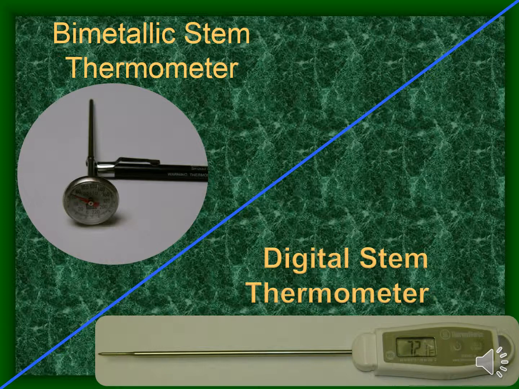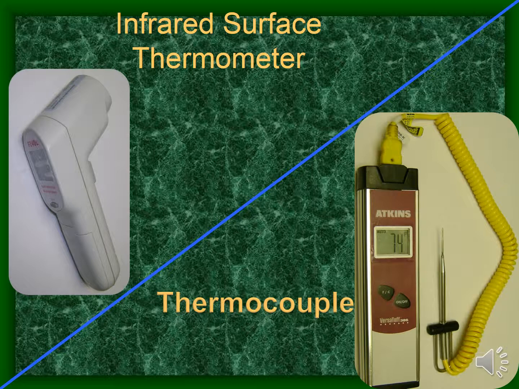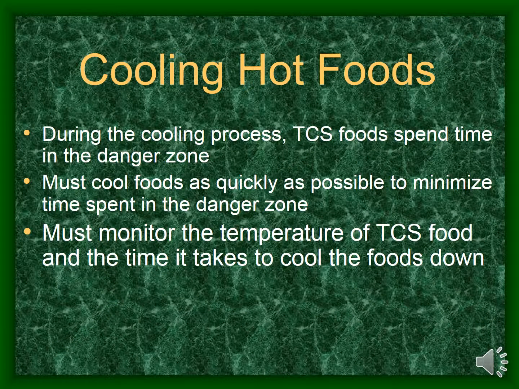Thermometer examples include bimetallic stem thermometers and digital stem thermometers. Bimetallic stem thermometers are useful for checking the temperatures of large pieces of food where the temperature is similar throughout the food. Digital stem thermometers are appropriate for taking the temperatures in a wide variety of foods. More thermometer examples include infrared surface thermometers and thermocouples. Infrared surface thermometers are not appropriate for checking the temperatures of foods that are being cooked from a raw state. Thermocouples are a type of digital thermometer that are very accurate and useful for checking the temperatures of a wide range of food products.